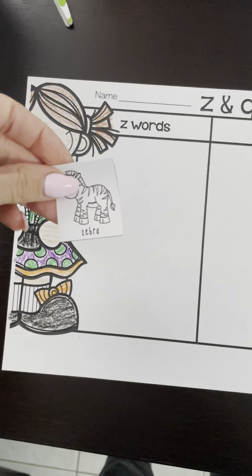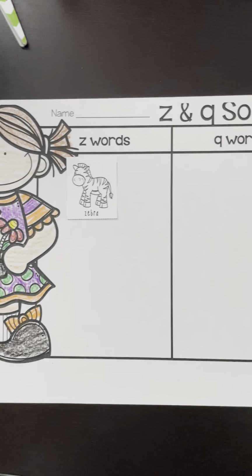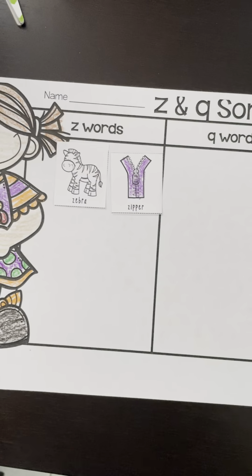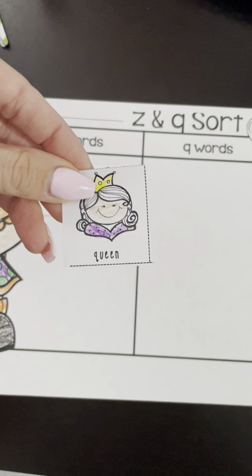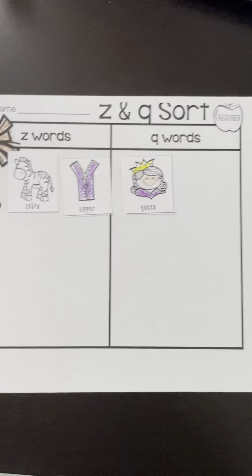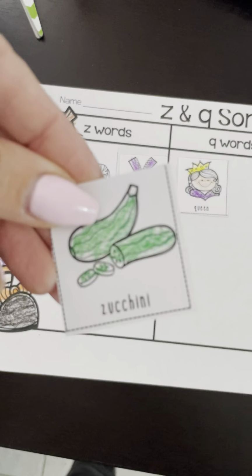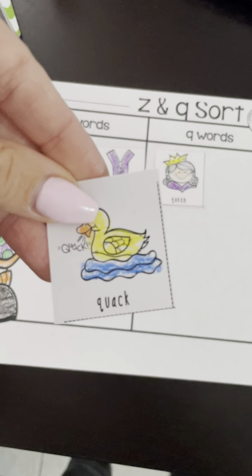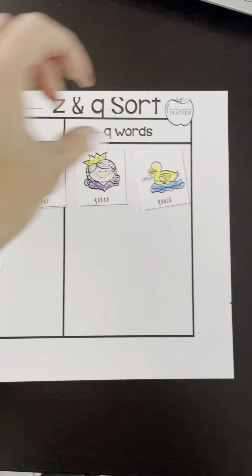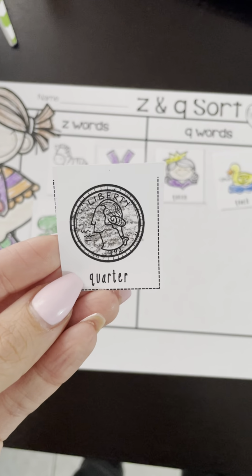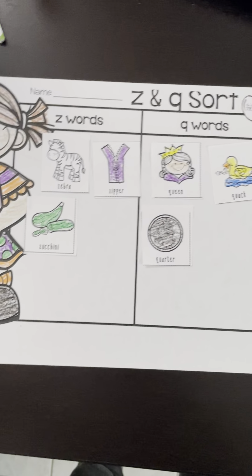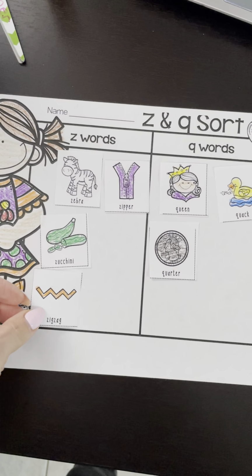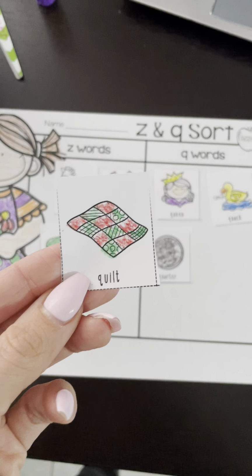Okay, first picture is zebra. Z says zebra. Zipper. Z says zipper. Queen. Q says queen. Zucchini. Z says zucchini. Quack. Q says quack. Quarter. Q says quarter. Zigzag. Z says zigzag. Quilt. Q says quilt.